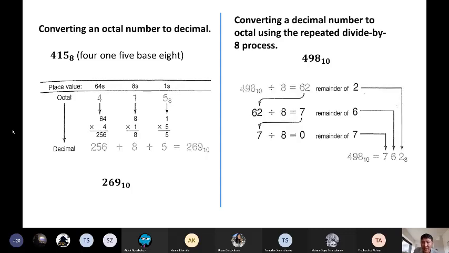So you just divide by 8, write down the remainder, then again divide your quotient, write down the remainder, again divide your quotient, write down the remainder, and you see that 498 in decimal is equal to 762 in base 8. So for this, we actually recalled all the numbers that people use in computer science and electronics, and you should know.